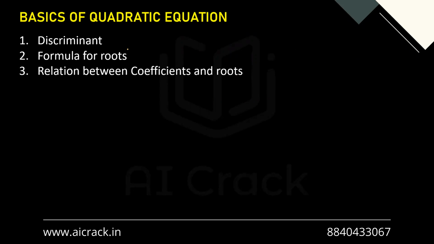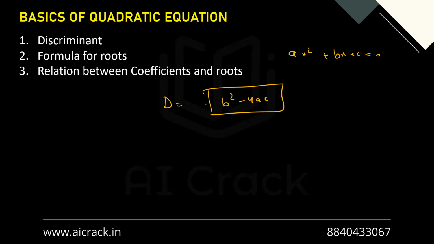Now let us talk about the basics of quadratic equation. So again, the standard quadratic equation is written as ax square plus bx plus c equals to 0. Now, if we talk about discriminant, then discriminant is nothing but b square minus 4ac. I won't go into the derivation because that's not relevant over here.